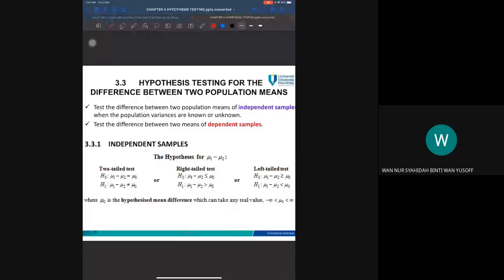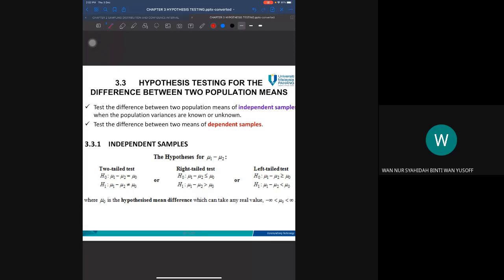Okay, so we start with 3.3, hypothesis testing for the difference between two population means. So we have independent sample and also dependent sample. Similar idea as the confidence interval. I don't think that we need to discuss more about that. You should know how to identify whether we have the independent sample or the dependent sample. It is about the data set itself. First, independent sample.